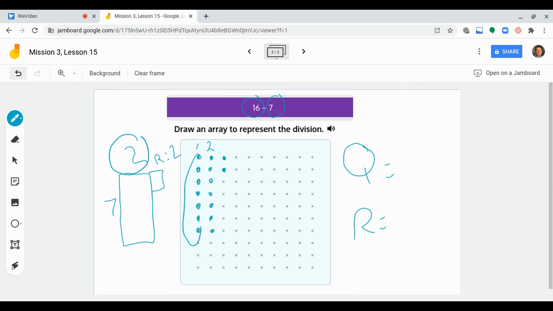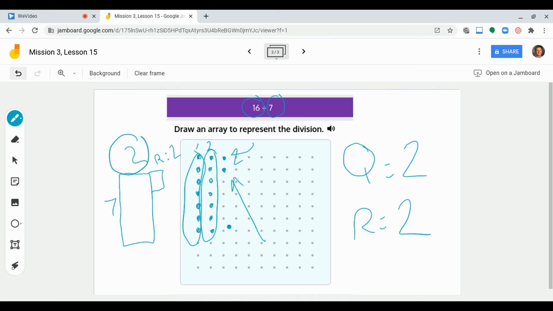Again, 1, 2 full groups. And then how many did I have remaining that didn't fit into a group of 7? That's supposed to be an arrow. Sorry, that didn't quite work out as I hoped. Let's try again. These two. Still a horrible looking arrow, but it's these two right here. So my remaining that I have left over are 2. So my answer to this equation is 16 divided by 7 is a quotient of 2 with a remainder of 2.